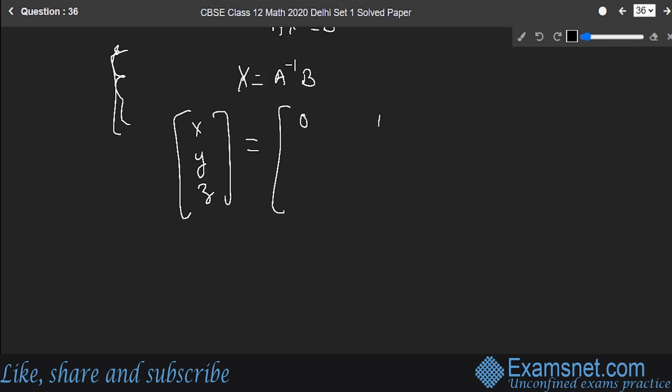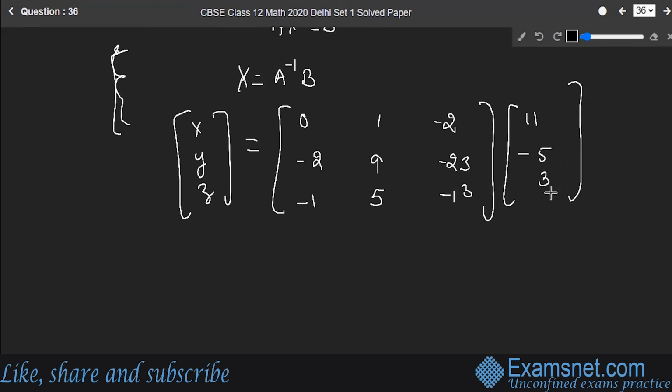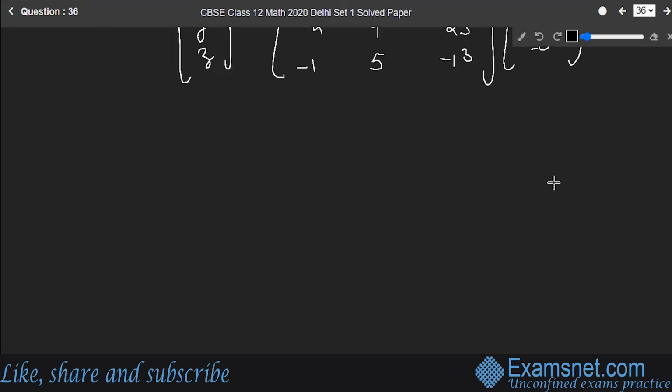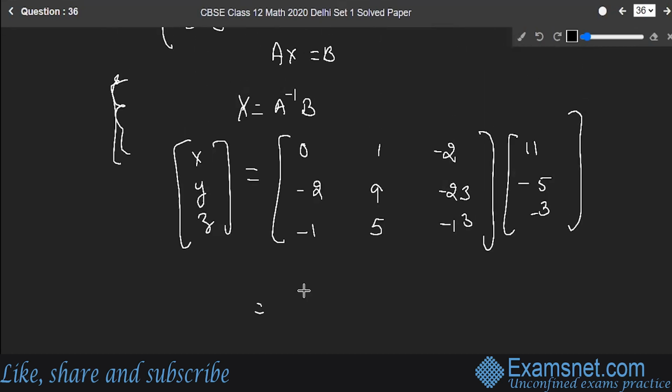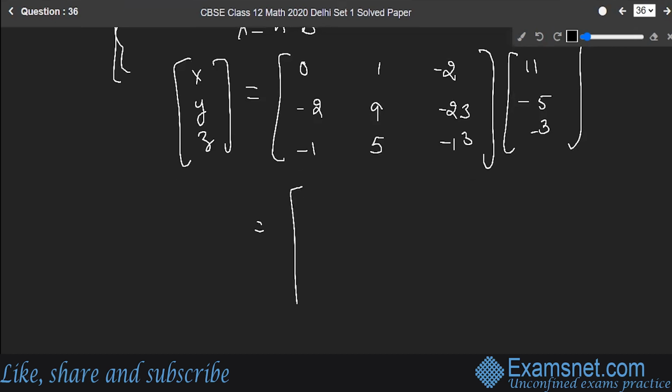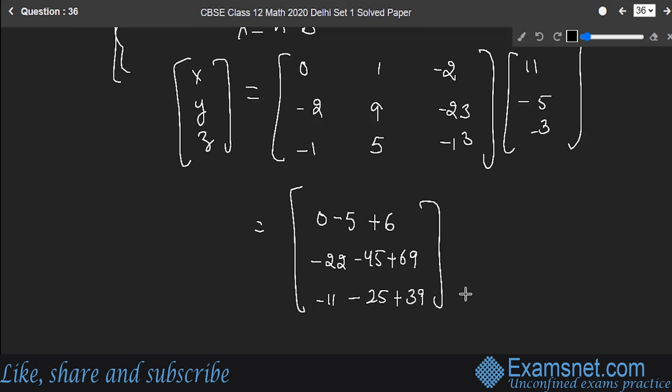It was 0, 1, minus 2, minus 2, minus 1, 9, 5, minus 23, minus 20, 13, multiplied by 11, minus 5, and minus 3. So let's solve that. First row, first column. So 0, minus 5, plus 6, minus 22, minus 45, plus 69, minus 11, minus 25, plus 39.